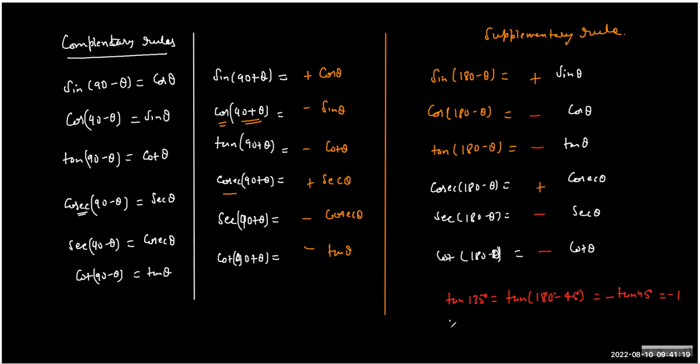Let's say if you want to use the complementary rule to solve the same. So this is also 90 plus 45. In any way, you will land in the second quadrant, right? So 90 plus theta, the tan complementary will become cot.